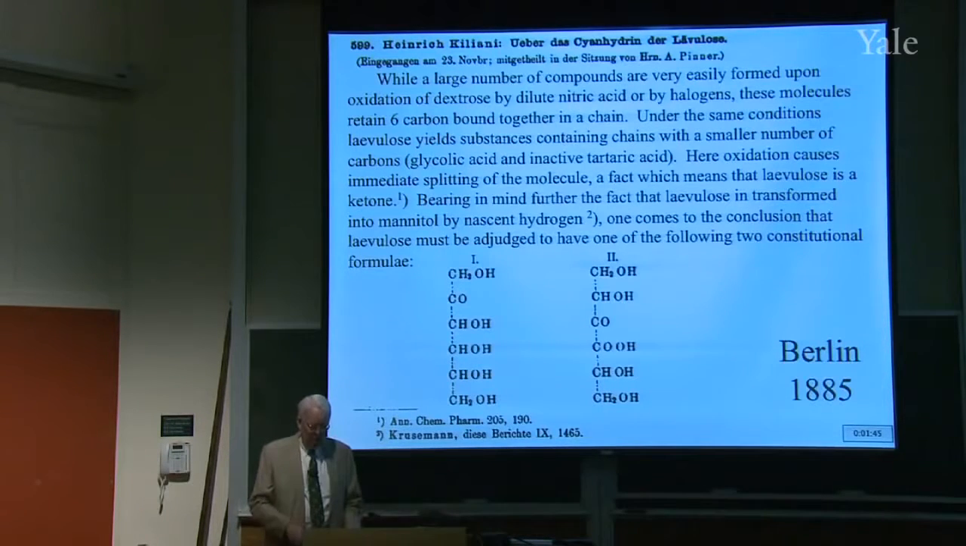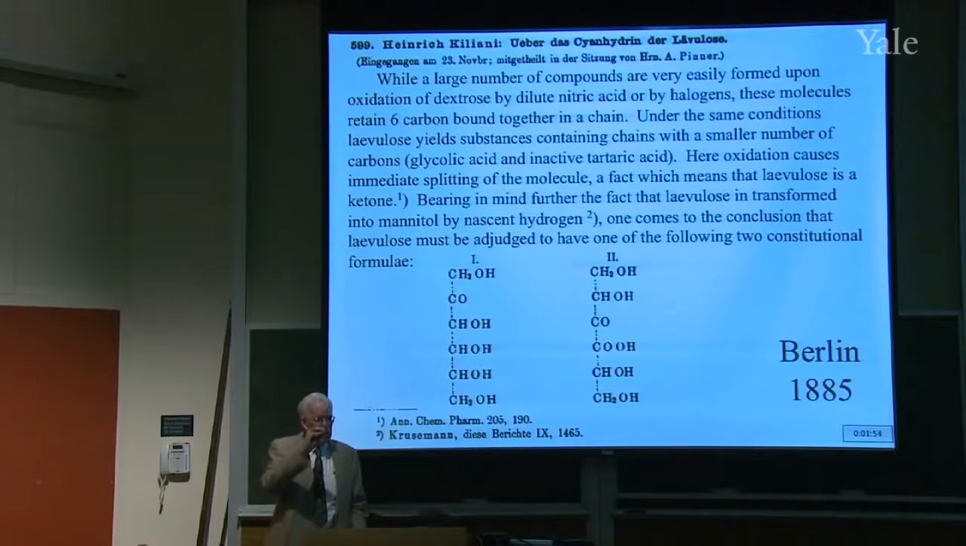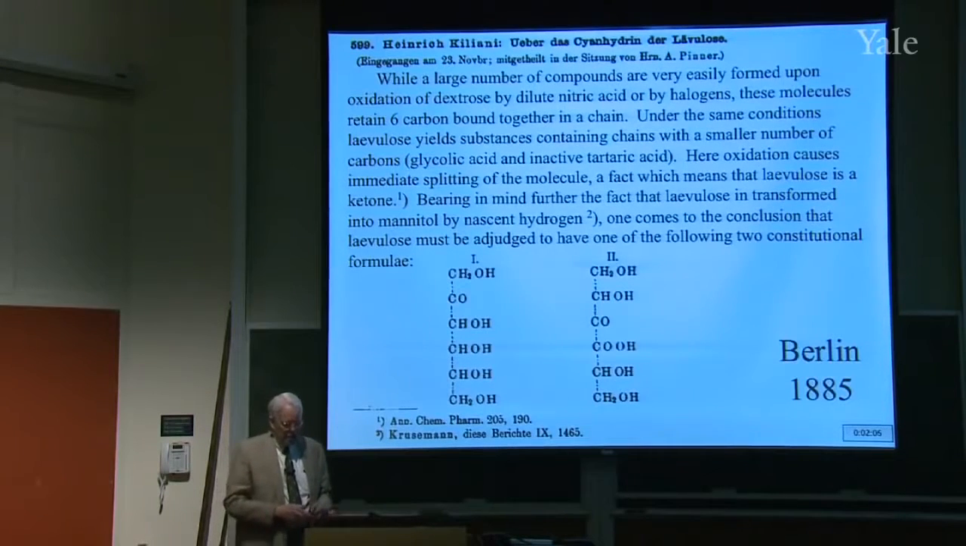But anyhow, he said, if you do that with levulose, you get mannitol, which you remember was the thing that has OH on both ends of the chain. Right, so if it was a ketone in the middle of the chain, it already had alcohols on the ends. But if you reduce the ketone to an alcohol, then you got alcohols all the way. That's like mannitol, which they got from that. So one comes to the conclusion that levulose must be adjudged to have one of the following two constitutional formulae.